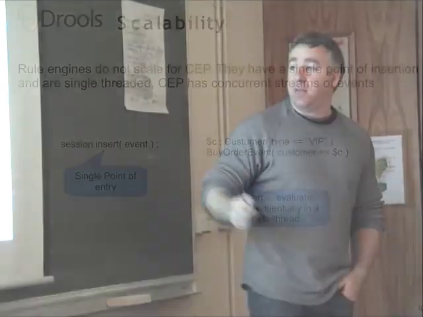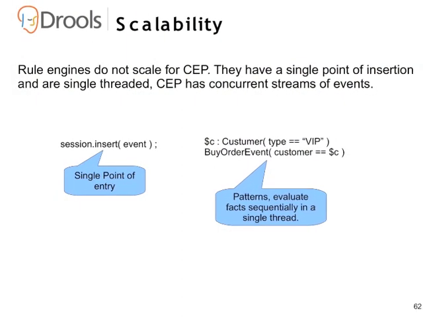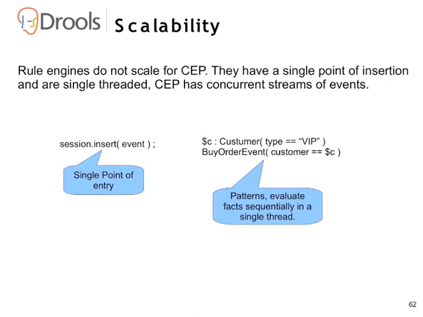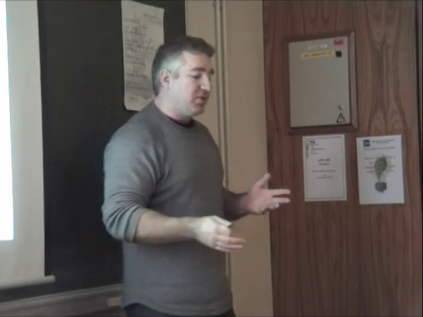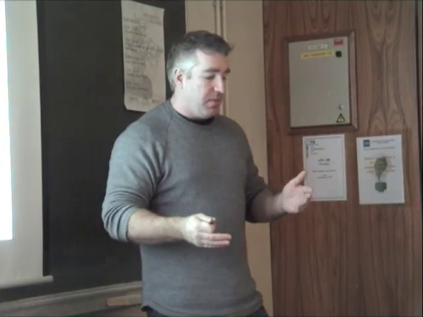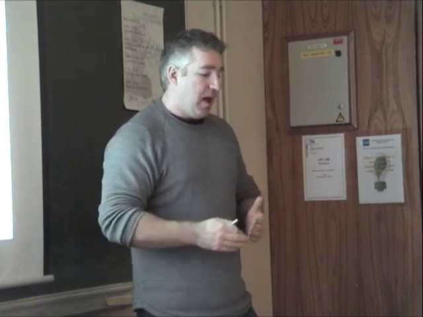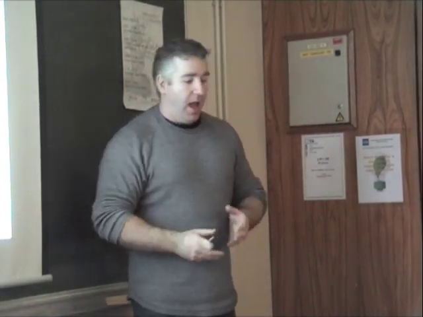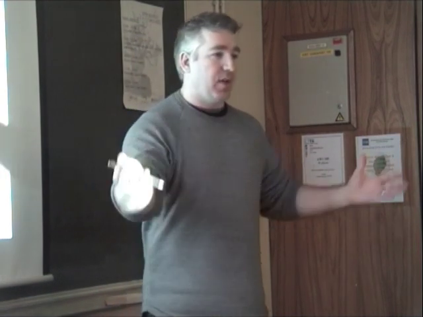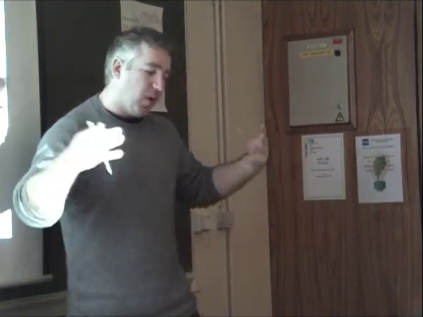First of all, a rule engine has a single point of insertion, which creates a bottleneck. So if you've got 10 different queues of streams of data coming in, what you don't want is to have them all going through one point of funnel. And the other problem is that if you've got a working memory, it sees everything. And if everything has to be evaluated, it can be quite slow and cumbersome.